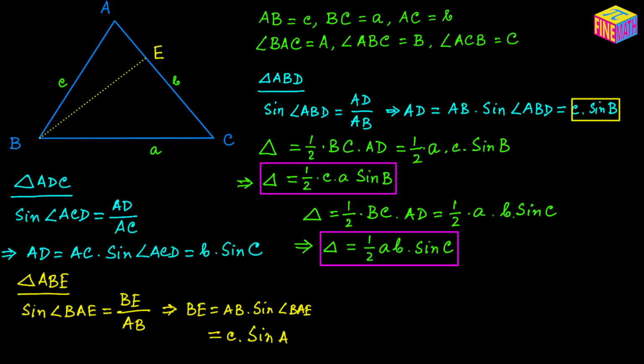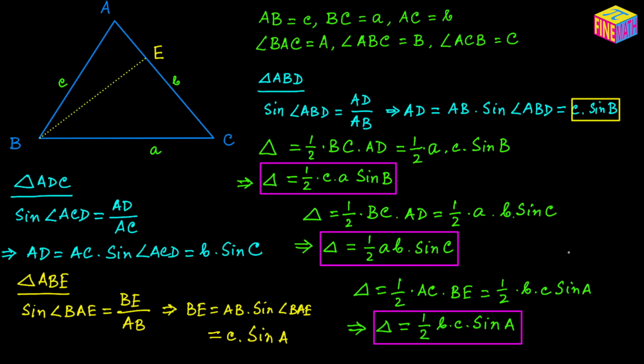Now let's use the same old formula for the area of the triangle. So we can say then area of the triangle is half times base times the height, which is BE, and if we substitute the values here, we can say this is equal to half times AC, which is denoted by lowercase b, and then BE can be replaced with c times sine of A, and from here we can say the area of our original triangle is equal to half times b times c times sine of A.